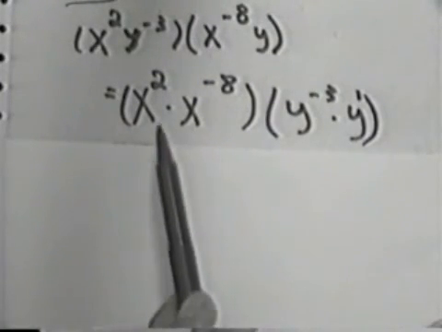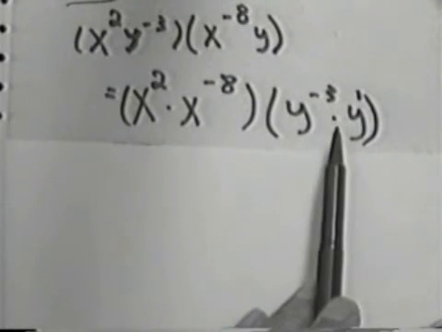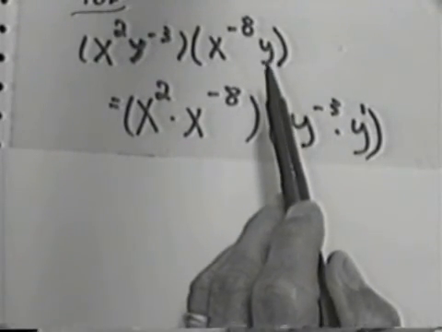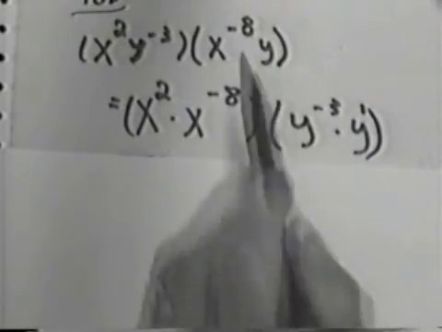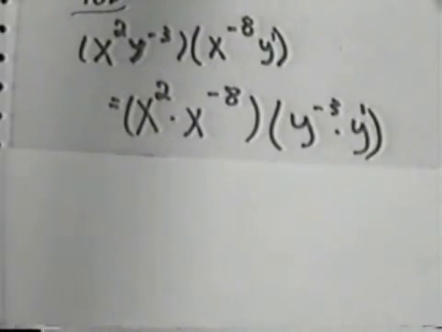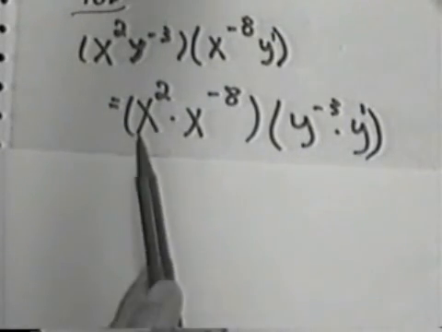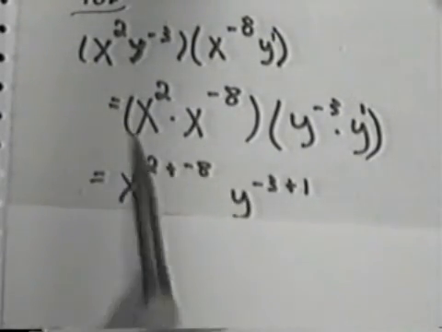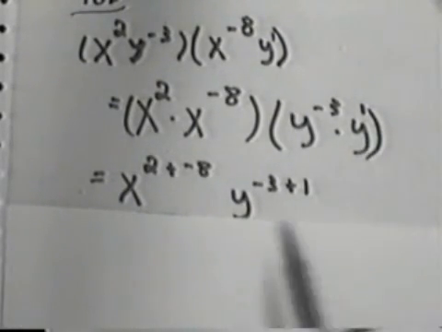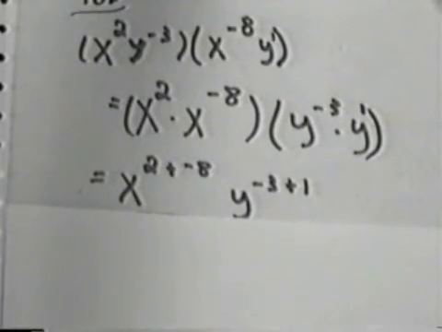Now once I group, I need to know my rule. To multiply powers having the same base, I keep the base and add the exponents. Now notice one thing. Here I've got y. Y doesn't have an exponent on it. The exponent's understood to be 1, so I write it here as y to the first. Keeping the base x and adding the exponents, I get x to the 2 plus negative 8, and then keeping the base y and adding the exponents, I get y to the negative 3 plus 1. So notice, to multiply powers having the same base, keep the base and add the exponents.